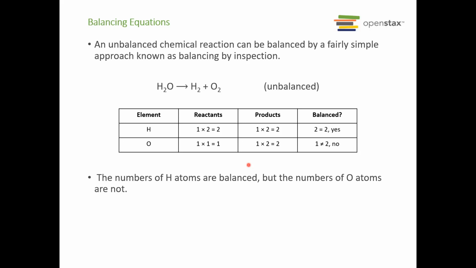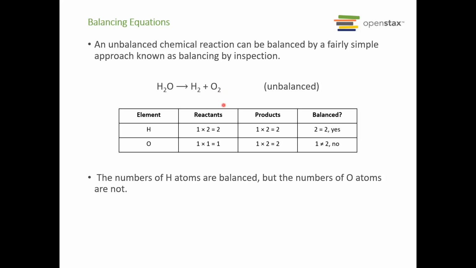Okay. So now if we look at an example here, we've got the decomposition of water. When we take one substance and break it down into smaller pieces, that's known as a decomposition reaction. When we look at this reaction, we've got 2 hydrogens on the left and 2 hydrogens on the right, but we've only got a single oxygen on the left and 2 oxygens on the right.